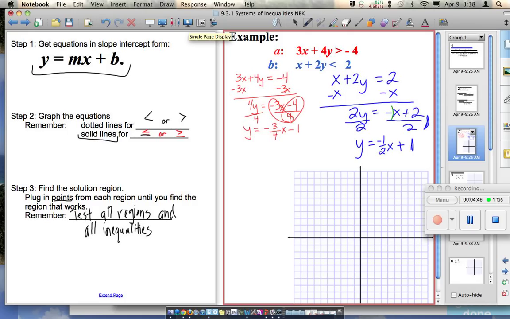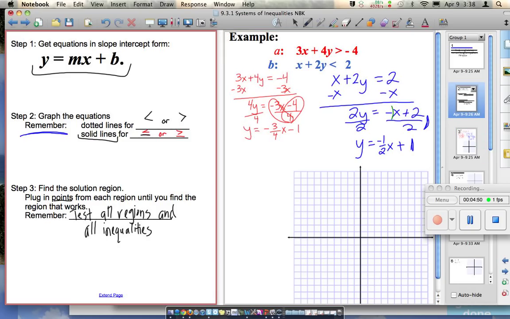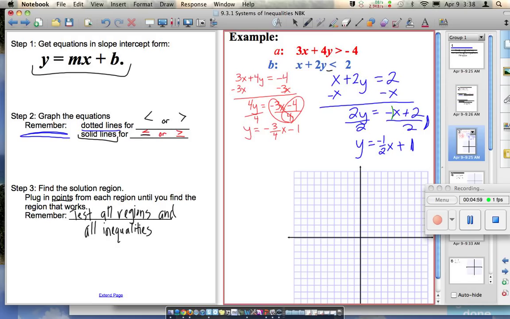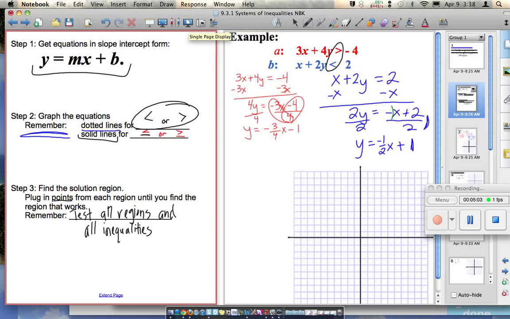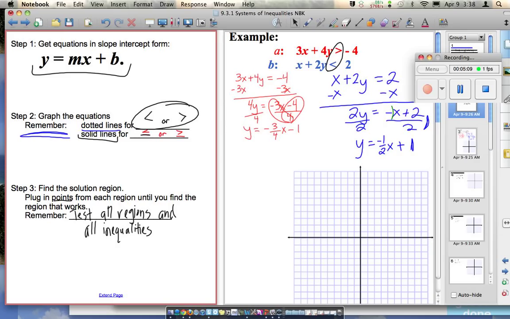I'm ready for step 2. Step 2 is graph the equations, but we want to remember this key fact that we use dotted for those symbols and solid for the others. So let's see, my original symbols are matching with the dotted lines that we see over here. So I'm going to use dotted lines. That's important so I don't accidentally do it wrong and have to erase it.